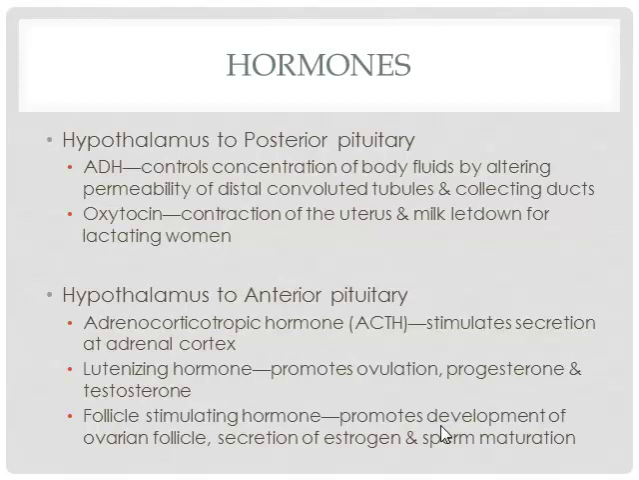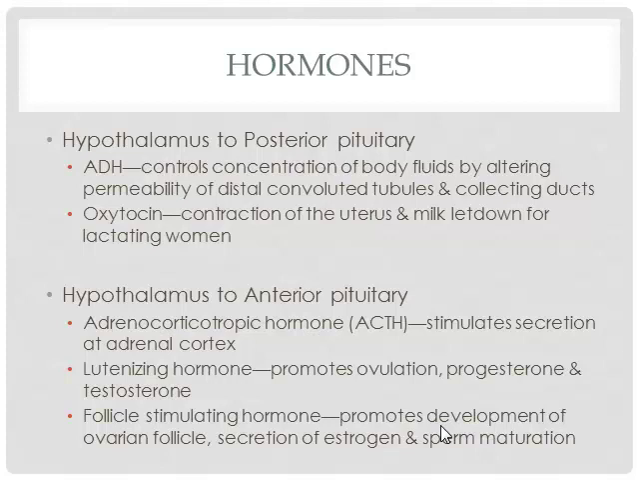That's where the hypothalamus is going to cause changes to occur to the posterior pituitary. Two hormones are released by the posterior pituitary, and a few hormones, 1, 2, 3, 4, 5, are released from the anterior pituitary. For the posterior pituitary, we have antidiuretic hormone, which we talked about previously.